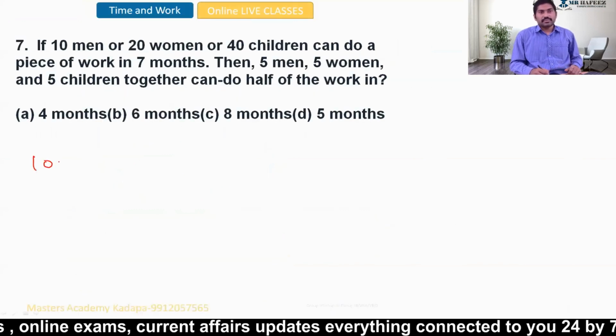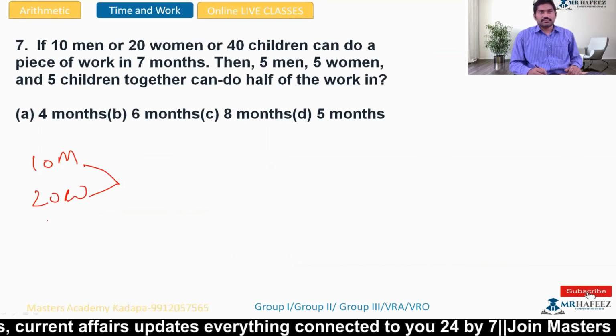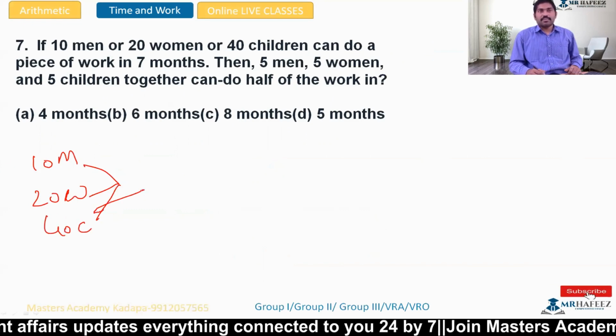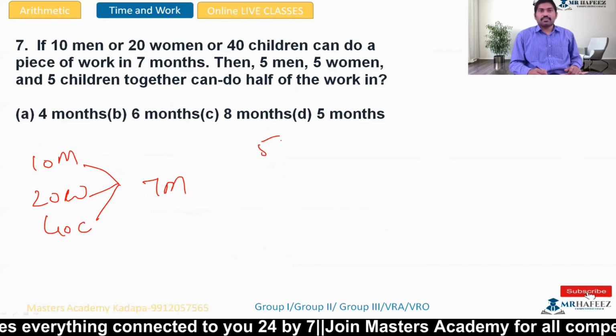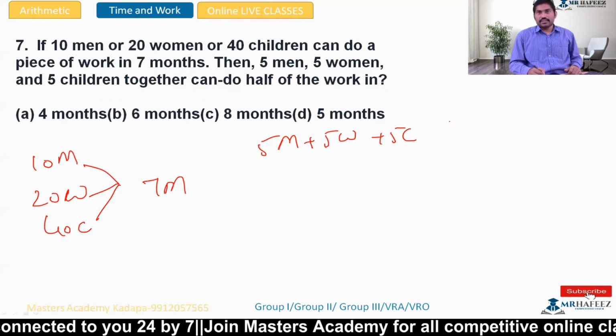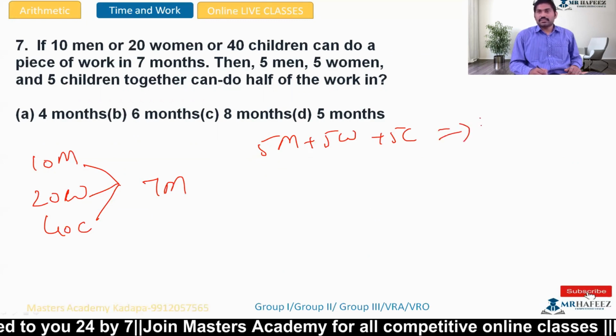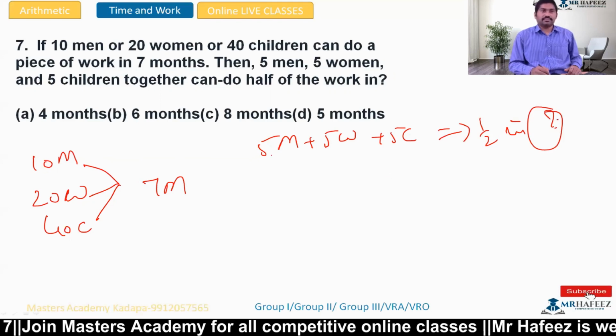10 men or 20 women or 40 children can complete a work in 7 months. Then 5 men, 5 women, 5 children can do half of the work in how many days? This is the question.